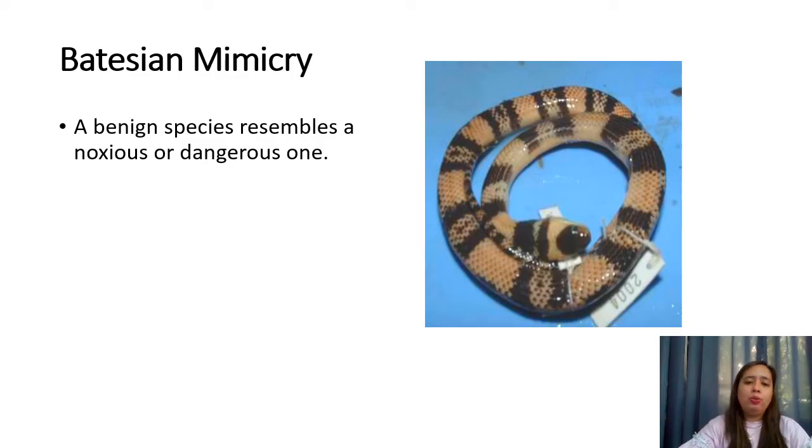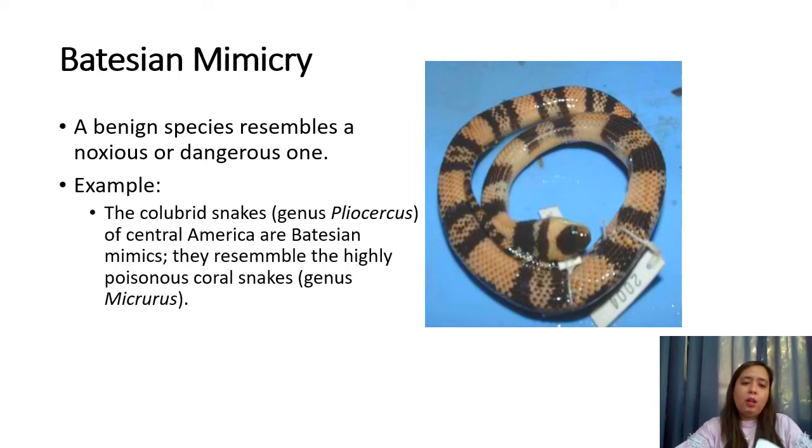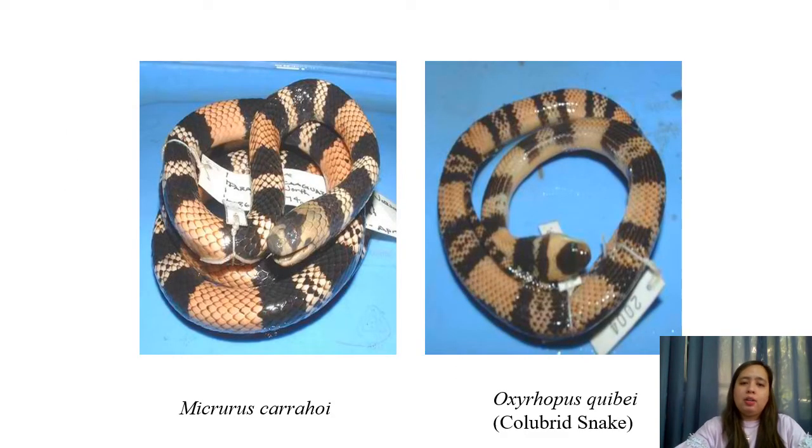So what they will do is imitate or mimic the body structure, the body coloration, the physical manifestations of those toxic and dangerous ones. So an example is in the picture. We have here a colubrid snake. See the colubrid snake here, they resemble the poisonous coral snake. If you can see, in the next picture, one is a coral snake and the other one is a colubrid snake. So in essence, at first glance, they look the same.